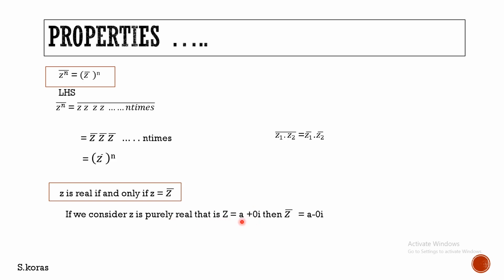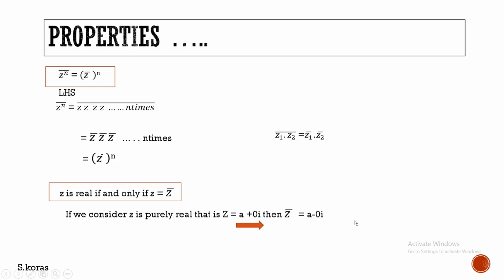that is z is equal to a. If you try to take the conjugate of it, then z bar will be equal to a minus 0i. That is, both z is equal to a plus 0i and z bar is equal to a minus 0i are equal to a. So now z is equal to z bar. So we have proved, if we consider a complex number as a purely real value, then z will be equal to z bar.